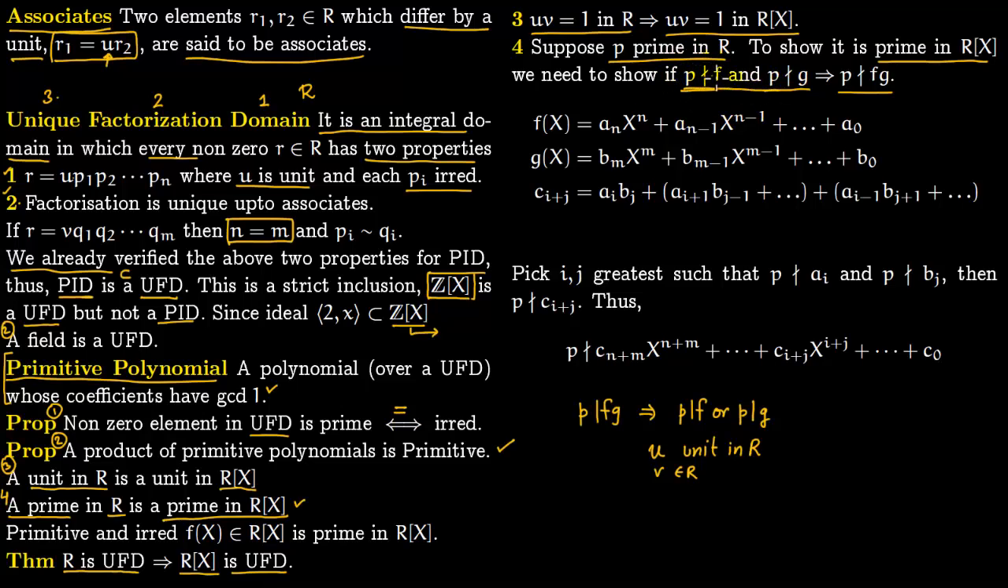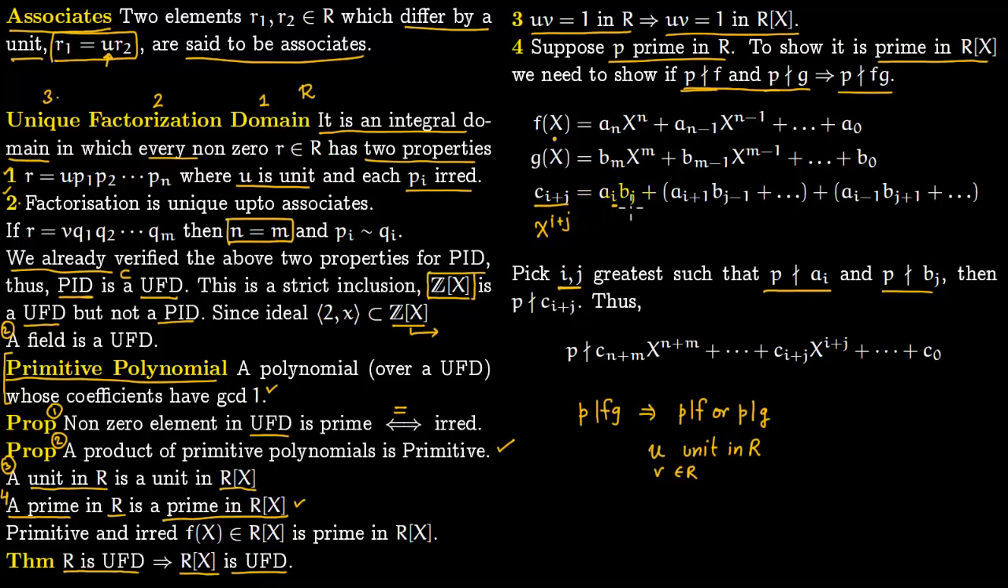So if P does not divide f, there must be some coefficient here which P does not divide, and there must be some coefficient here which P does not divide. So pick i, j greatest such that P does not divide, say, a coefficient here ai, and P does not divide a coefficient here, say, bj. Then P will not divide this coefficient ci plus j, which you obtain. So this ci plus j is the coefficient of x^(i+j). So this you obtain by multiplying these two polynomials. So you obtain a new polynomial, and ci plus j is a coefficient of x^(i+j).